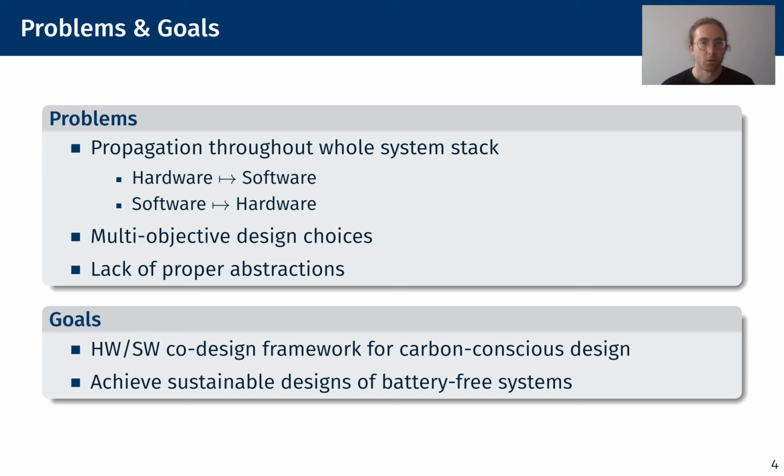In general, when we design such intermittent systems, we are faced with multiple objectives that potentially contradict each other. And we are currently lacking the right abstractions to handle these interdependencies and contradictive objectives in an efficient manner. What we want to achieve is to create a hardware-software co-design framework that is able to handle all these contradictions and interdependencies and allow carbon-conscious system design so that we can achieve sustainable designs of battery-free systems.